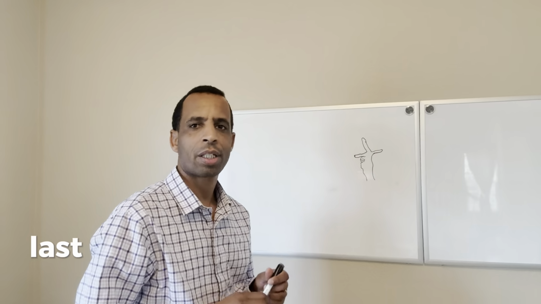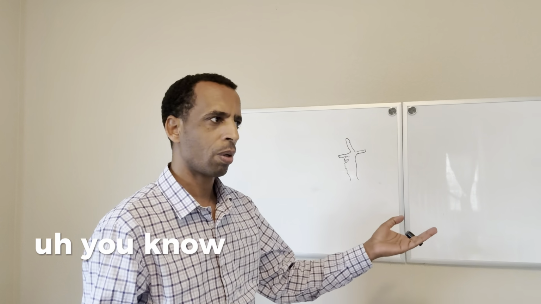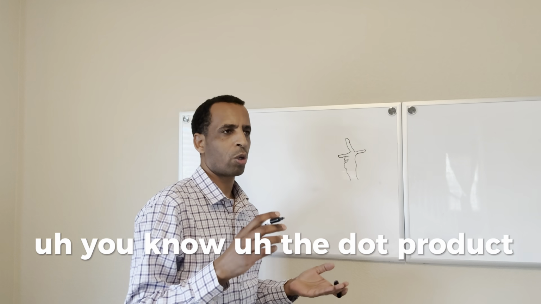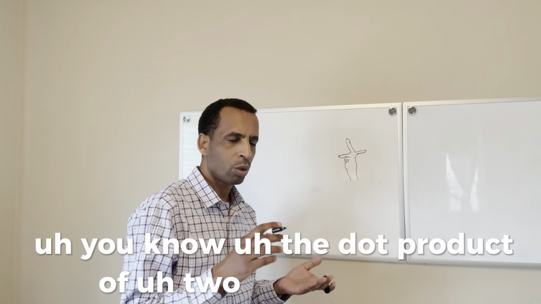Okay, last time we saw the dot product of two vectors. We can define the dot product A dot B as the magnitude of A times the magnitude of B times cosine of theta. The dot product of two vectors is a scalar. So today let us start the cross product of two vectors.